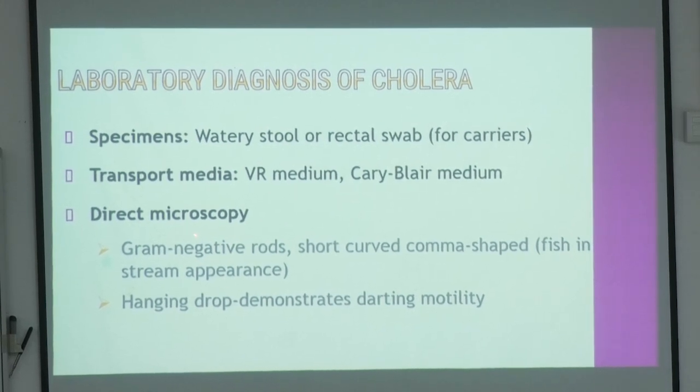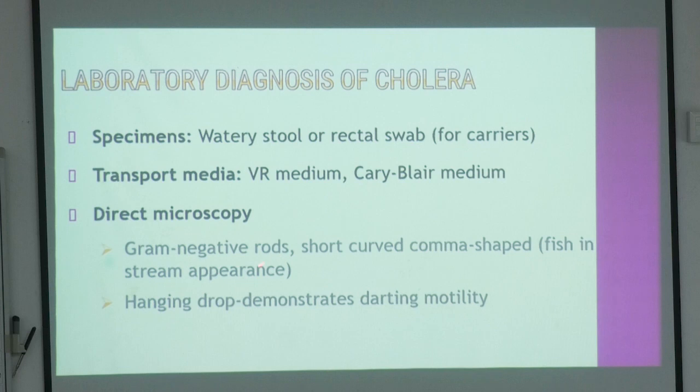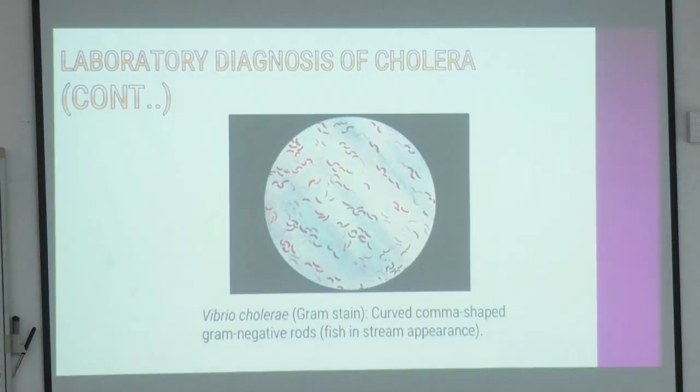Direct microscopy: Gram-negative, short curved rods, comma-shaped bacilli can be seen. Hanging drop demonstration shows darting motility. This is another picture of comma-shaped bacilli.